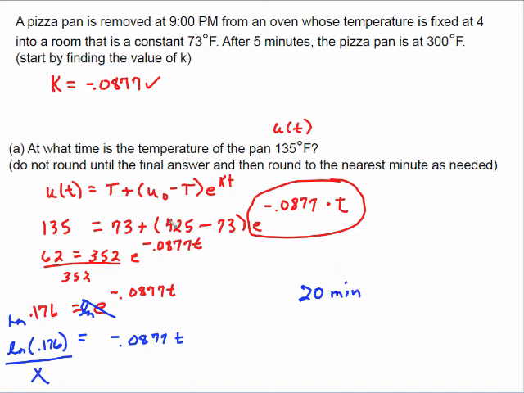But it asked at what time. Remember, the pizza came out at 9 o'clock, so at 9:20 p.m., the pizza should be down to 135 degrees.